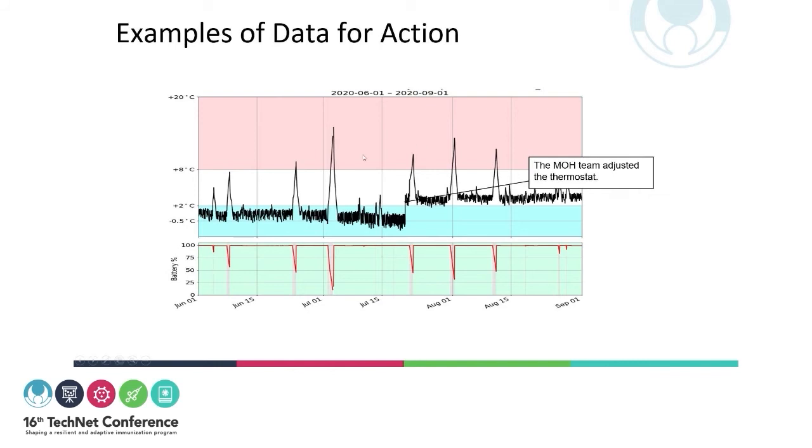And this also is another example of a health facility where there's an up and down of the temperature because the thermostat was not properly set up. But because of this visibility, the technicians were able to go to the health facility and rectify that.